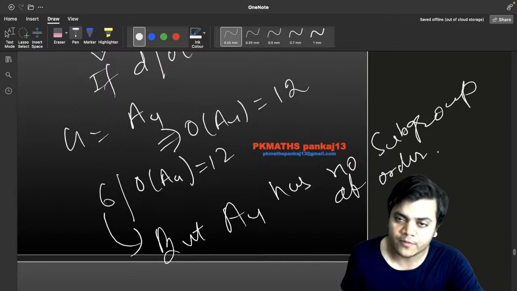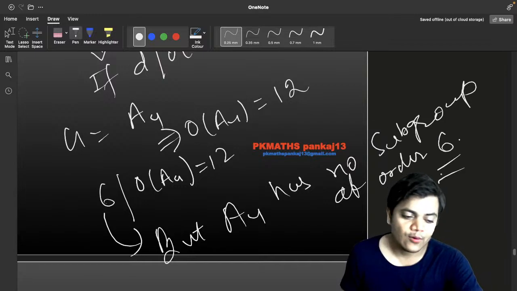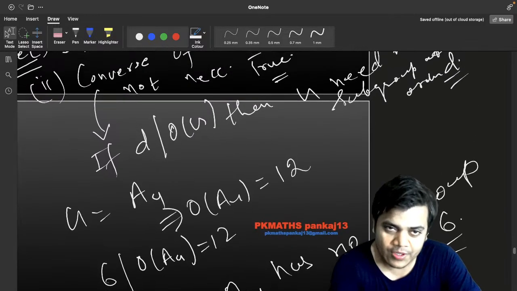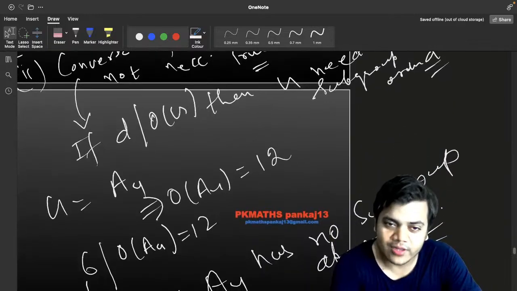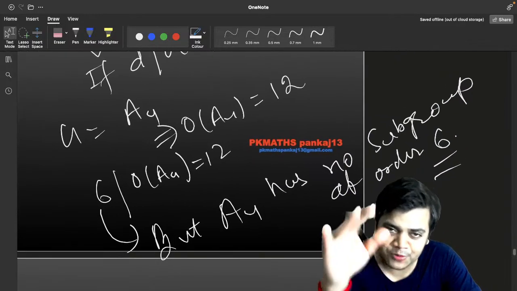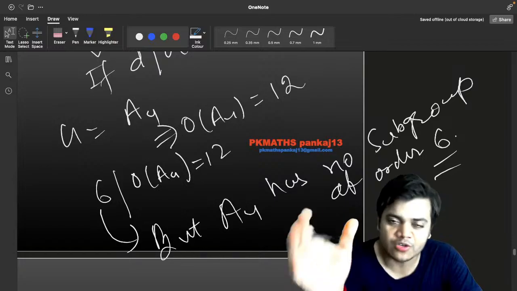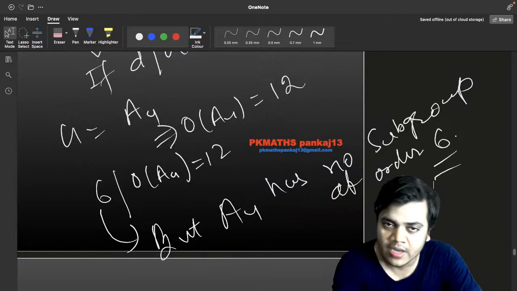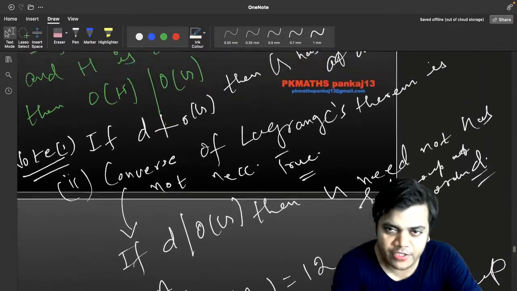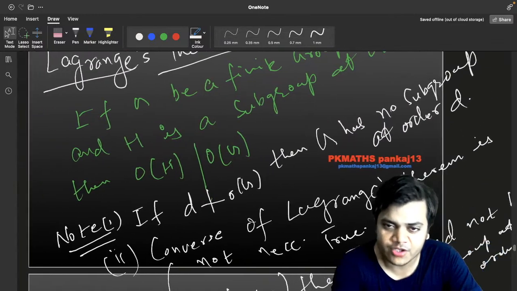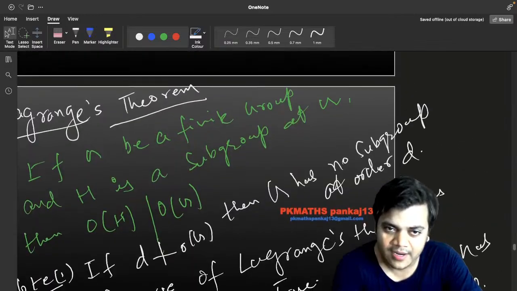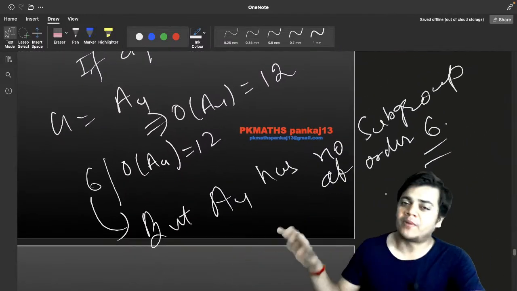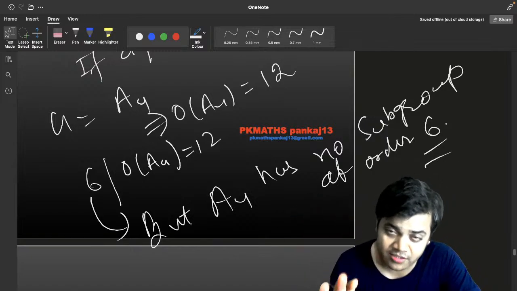A4 has no subgroup of order 6. Okay, so these two things need to be proved. Certainly I will prove all these things, but before that I have to discuss the permutation group. I promise we will give you the proof, and we will also mention the statement of the converse part of this Lagrange's theorem.